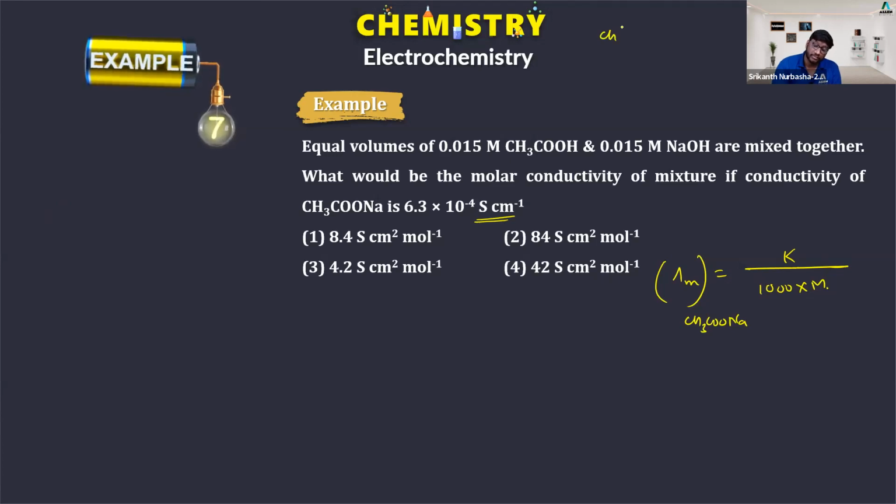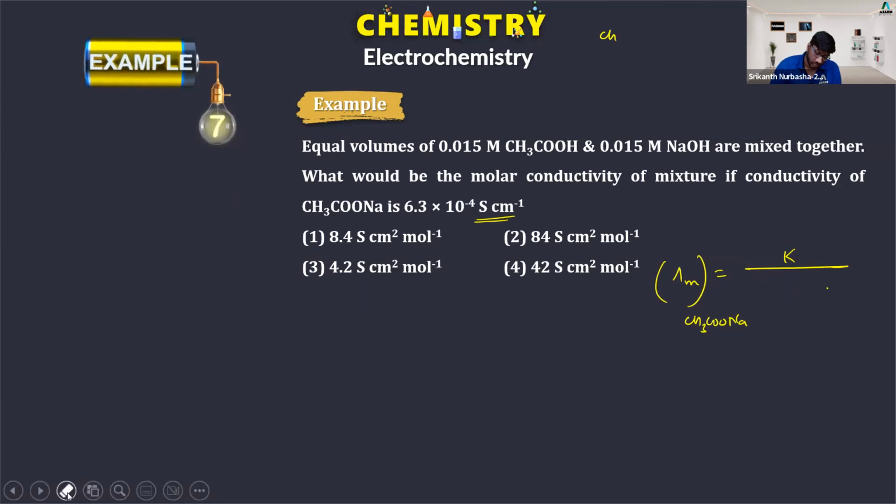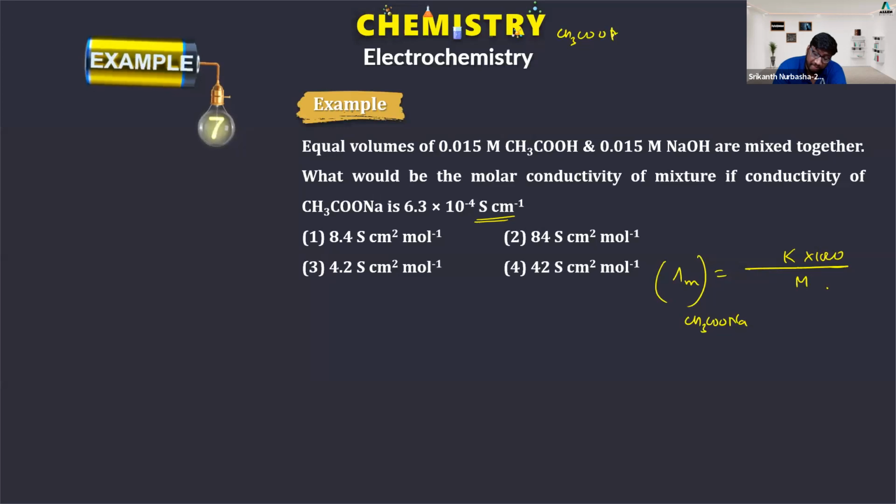Sir, here, Siemens per centimeter means K into 1000 by molarity? Yeah, K into 1000 by molarity, right? Yes, very good. Now let us try to understand how you get the respective concentration of sodium acetate. CH3COOH plus NaOH gives CH3COONa plus H2O.